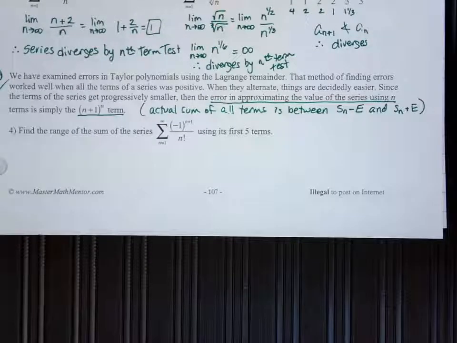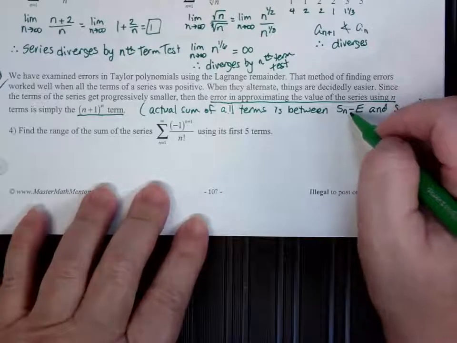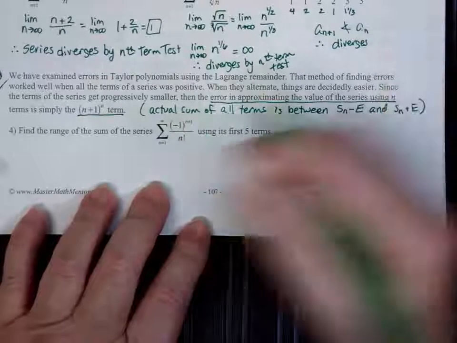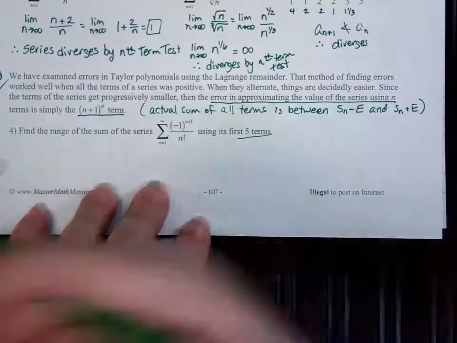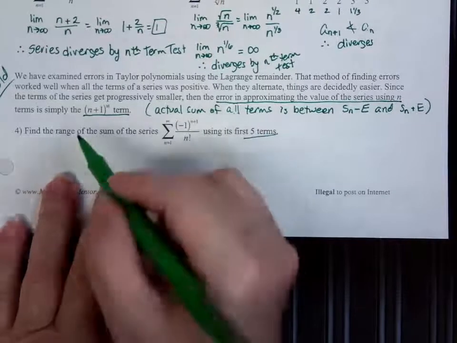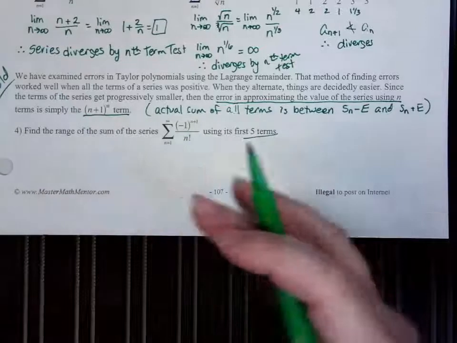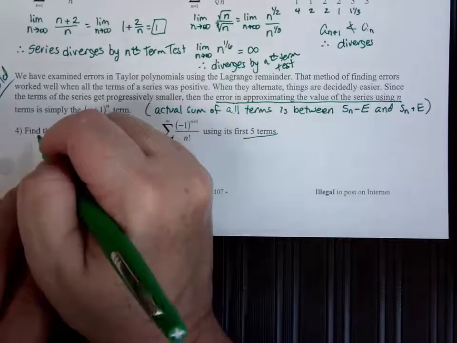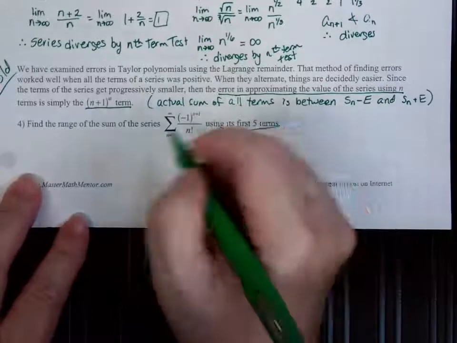So S sub n is the sum of the first 5 terms or 6 terms or however many they tell you to go. This one says first 5. The error is going to be the next one in the sequence. So what we're going to do is find the range, which is the window where the real sum is going to fall between. Here's how we do this. The first thing we do is write out the first 5 terms. You can do that from this.